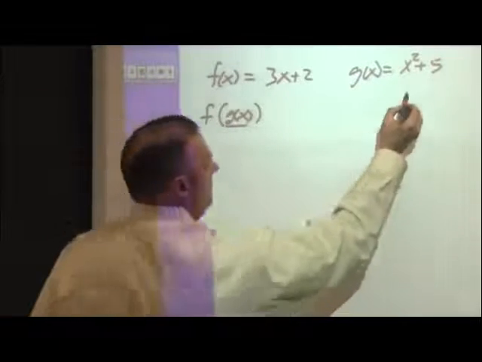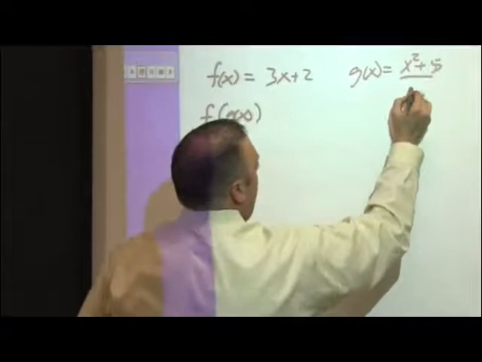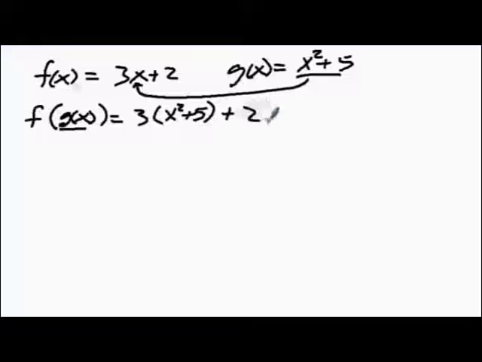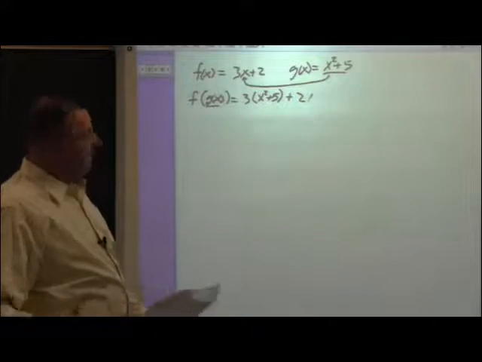What does that mean to you in English? That means you're going to start with this g of x function, and you're going to come over here and find x in f of x, and you're just going to sub it into it. So now it looks like this: 3 times the quantity x squared plus 5, plus 2. That's composite function.